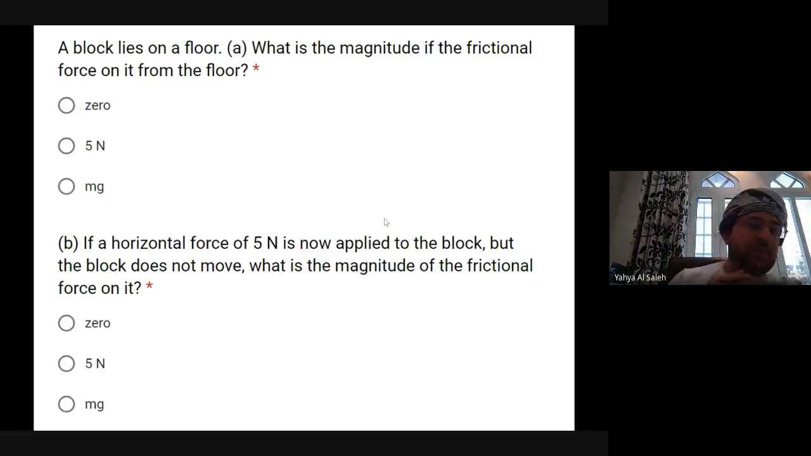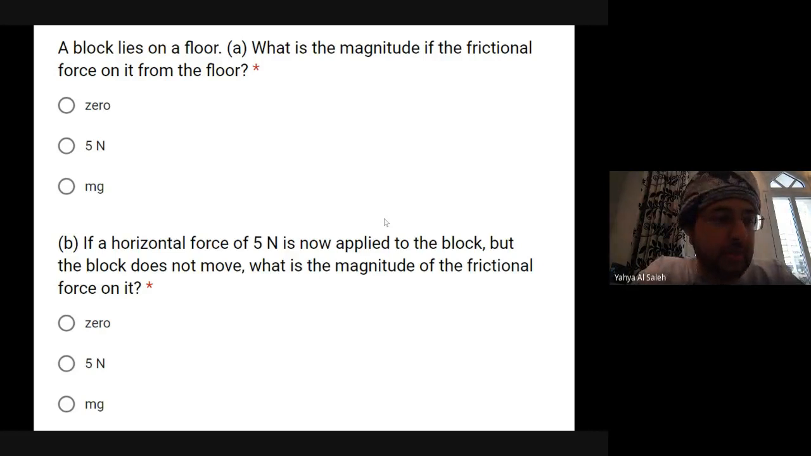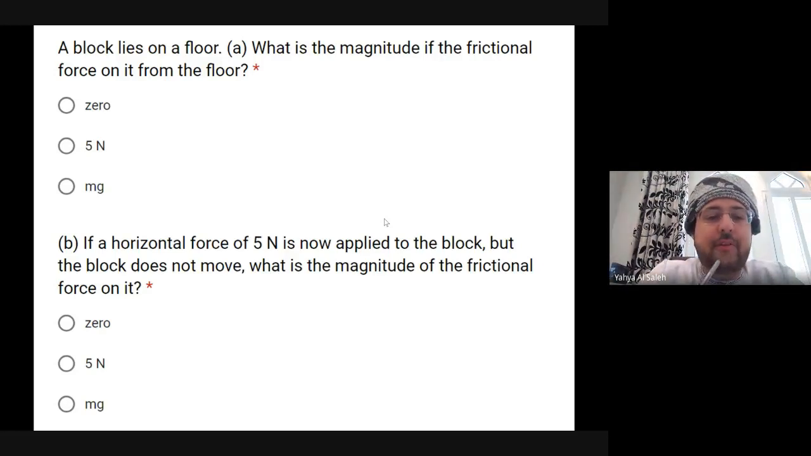Okay. So some say 0, some say mg. Okay, let's go to the next question, then come back. If a horizontal force of 5 newtons is now applied, but the block still does not move, now what is the magnitude of the frictional force? And you have the exact same 3 options.